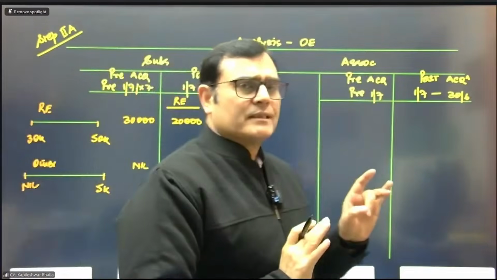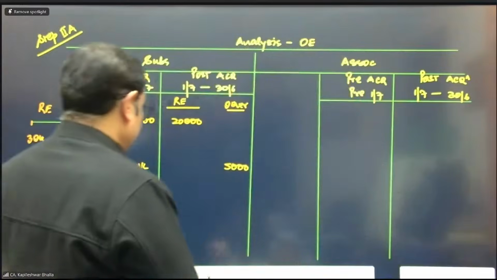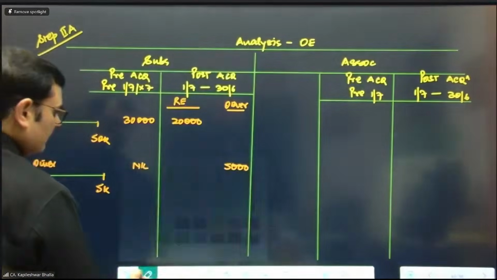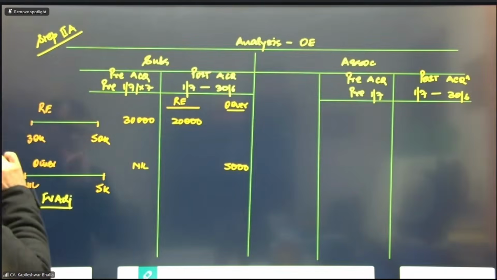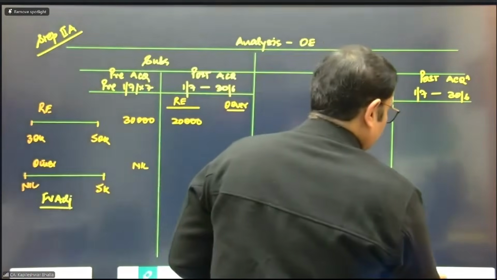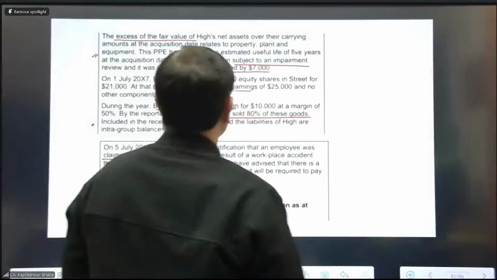Next, once this is done, let's go to the fair value adjustments. So now let's work on the fair value adjustments in this case. So for the fair value adjustments, we go back to the additional information.